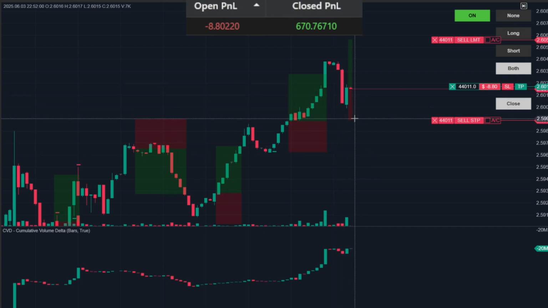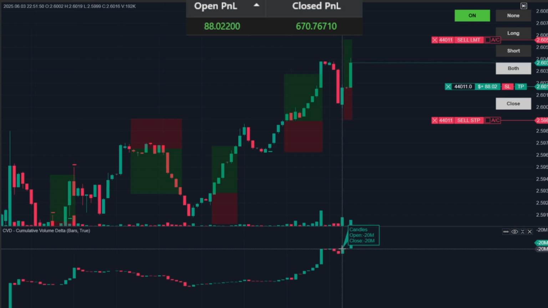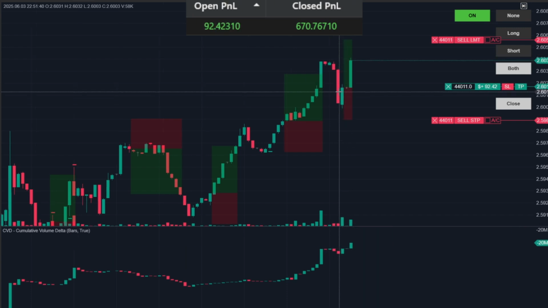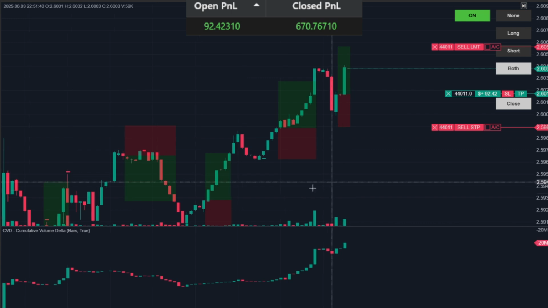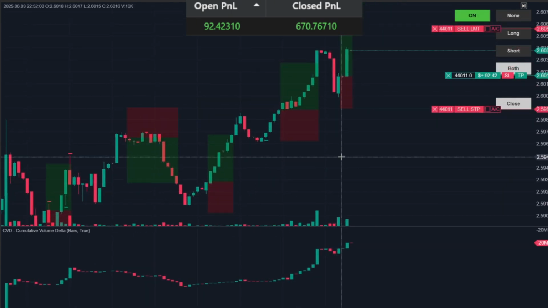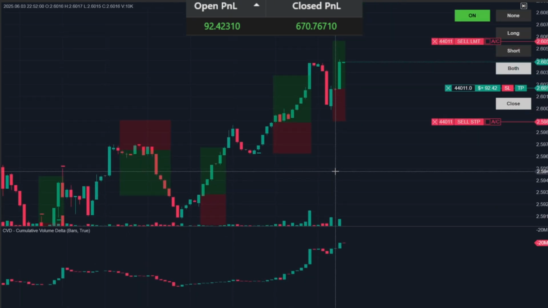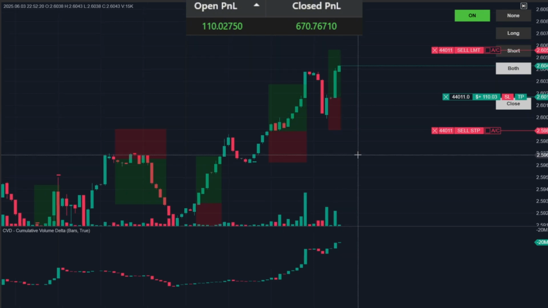If you look at that big red bar, the delta on the big red bar is actually less than the delta on the smaller green bar. So the delta is kind of biased to the upside here, and we are in the green at the moment. Price moving up, we're making higher highs, higher lows, so I'm okay with this trade actually.